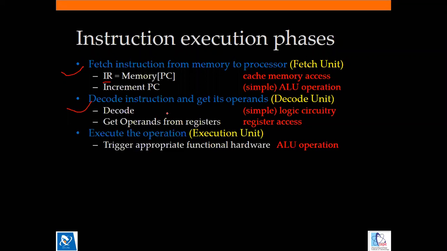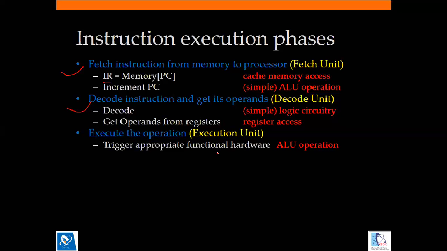Now we have a third phase, the execution phase. In this phase, whatever operation has been specified by the instruction is carried out by the ALU. The control unit triggers the appropriate functional hardware. For example, if the operation is an OR operation, only the OR gate or OR circuit is activated. At that time we don't need to activate the adder, the multiplier, and so on.